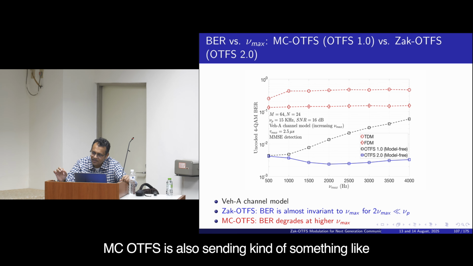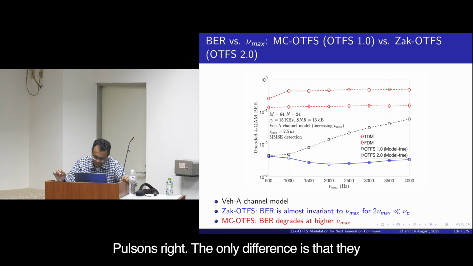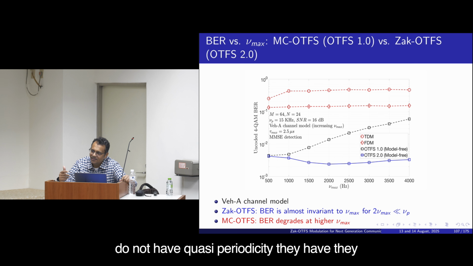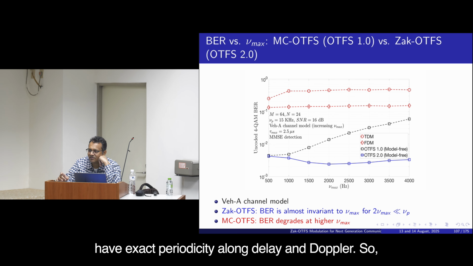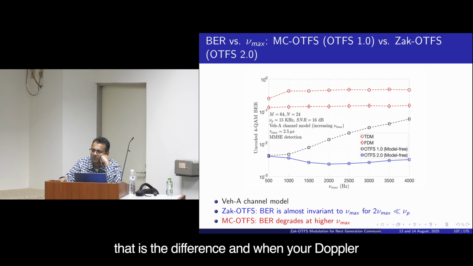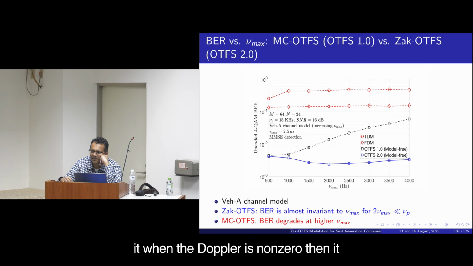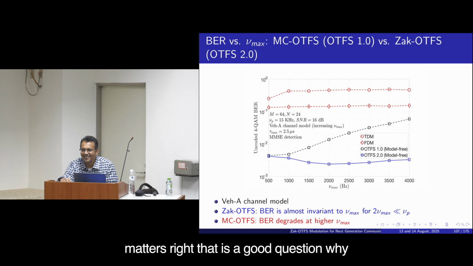MCO-TFS is also sending something like pulsons, right. The only difference is that they don't have quasi periodicity. They have exact periodicity along delay and Doppler. So that is the difference. And when your Doppler is 0, it doesn't matter. But when the Doppler is non-zero, then it matters. That's a good question. Why?